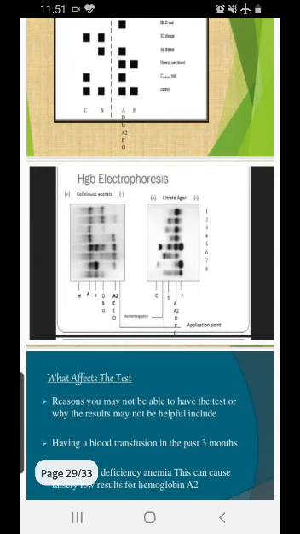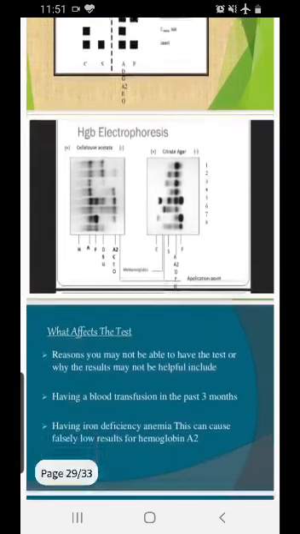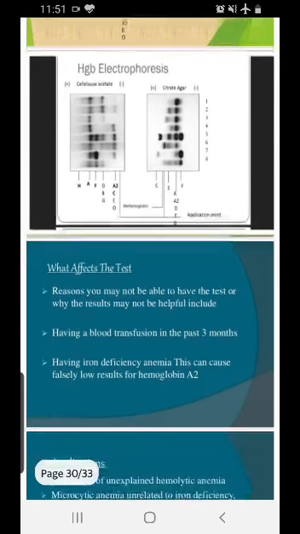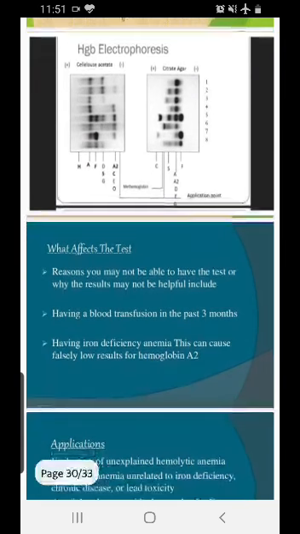And now this is the comparison. There's a little difference in both the comparison, because in A you will be able to see A2, D and F and G. So this has a different way of interpretation, but you can run the sample on cellulose acetate electrophoresis at alkaline pH and send the sample for HPLC.